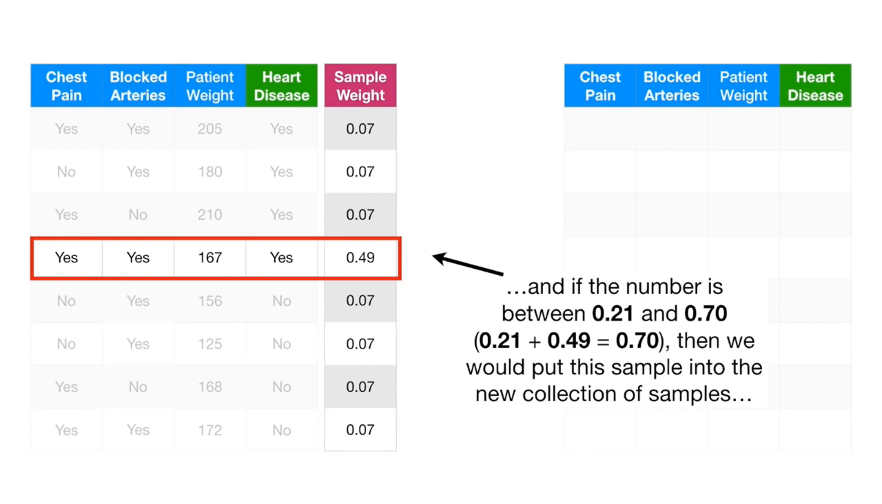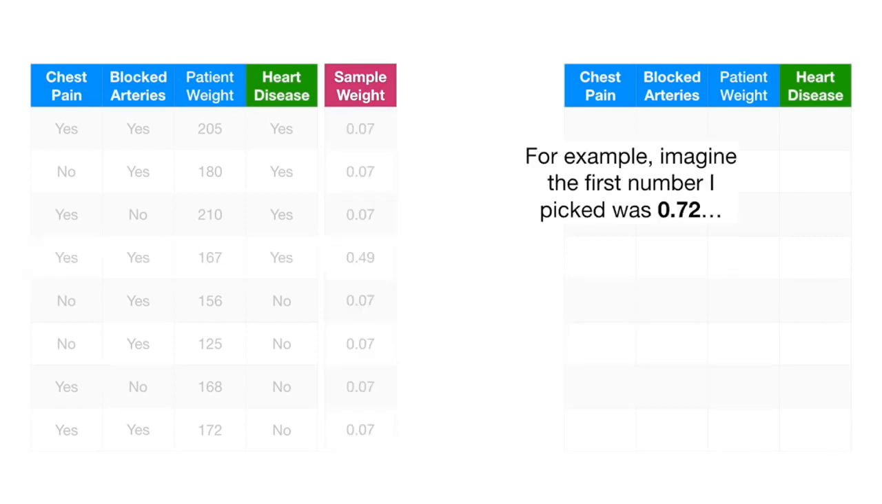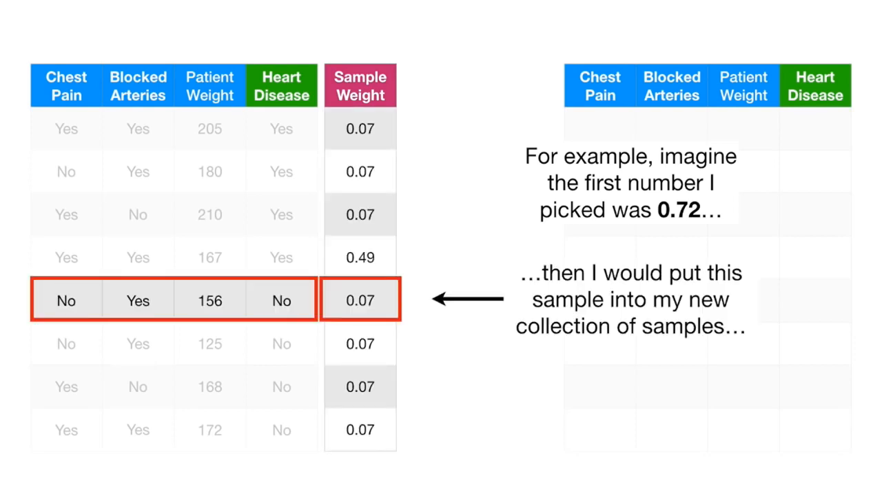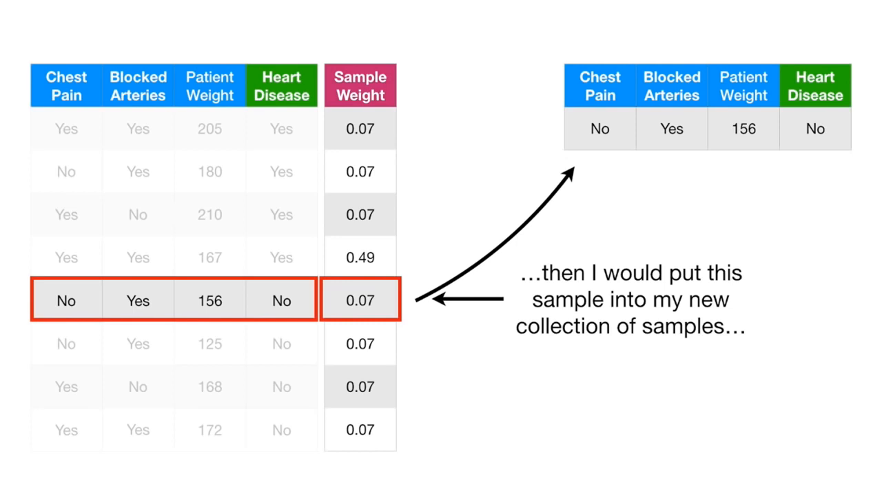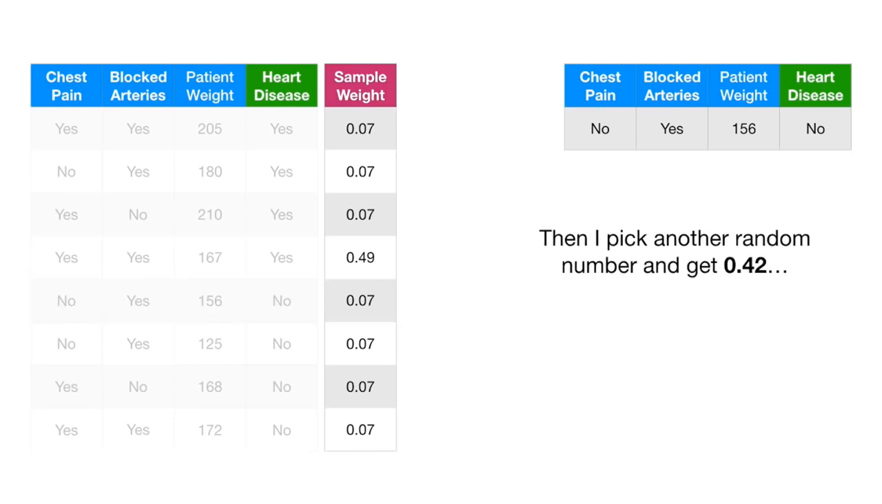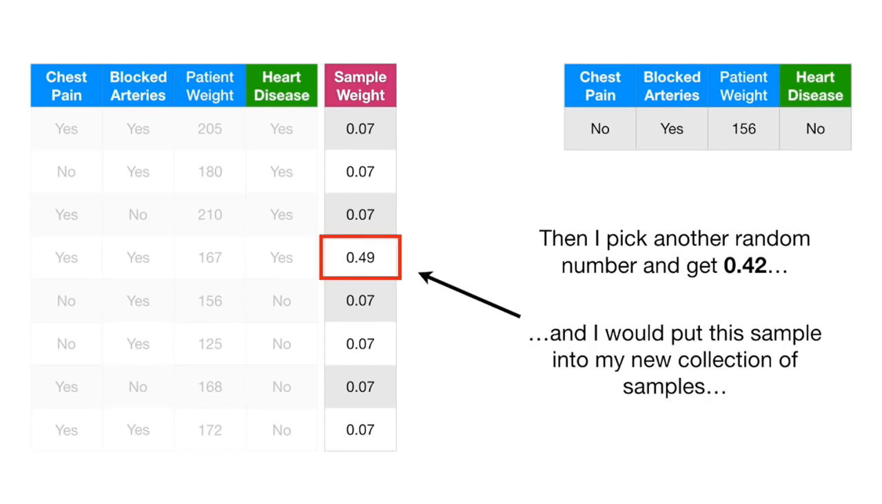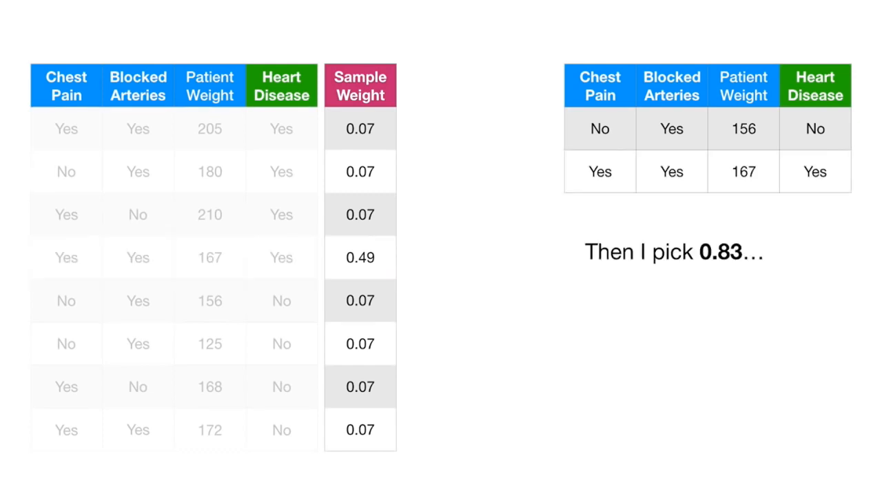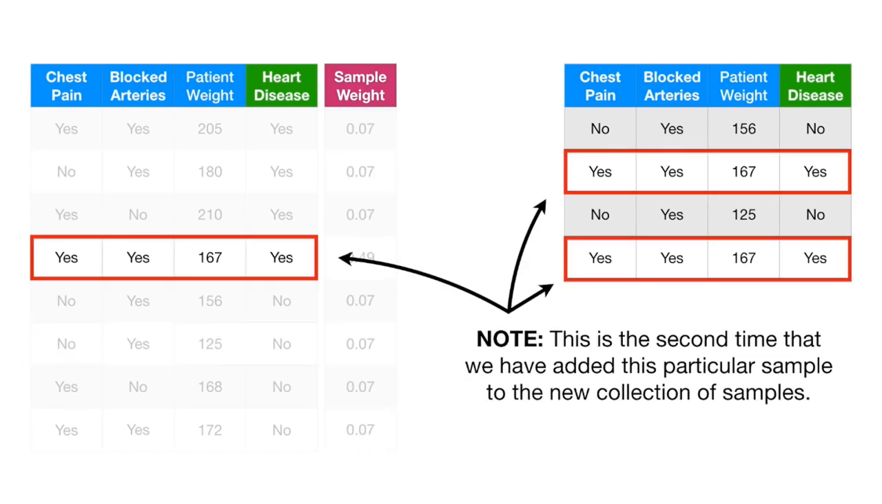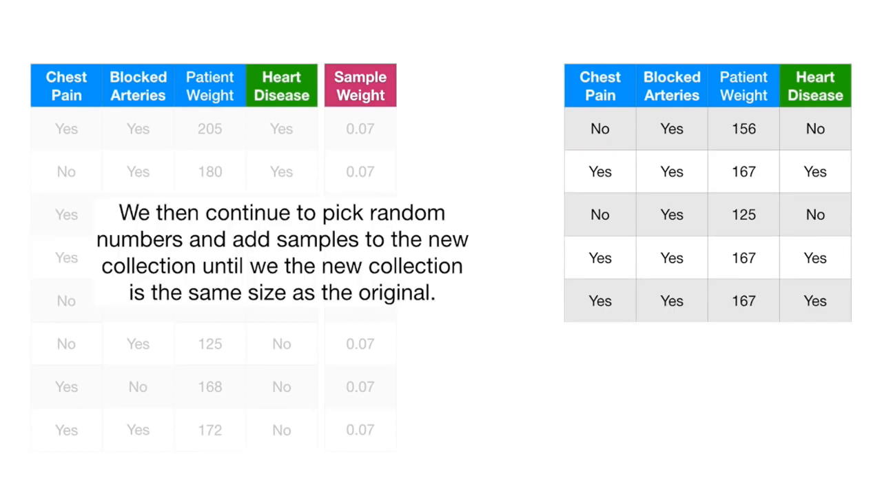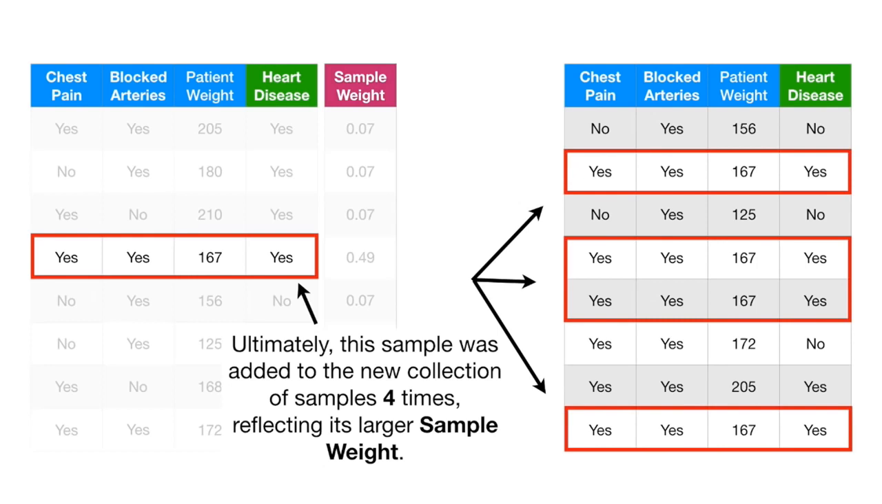For example, imagine the first number I picked was 0.72. Then I would put this sample into my new collection of samples. Then I pick another random number and get 0.42, and I would put this sample into my new collection of samples. Then I pick 0.83 and I would put this sample into my new collection. Then I pick 0.51 and I would put this sample into my new collection. Note this is the second time we have added this particular sample to the new collection of samples. We then continue to pick random numbers and add samples to the new collection until the new collection is the same size as the original. Ultimately, this sample was added to the new collection of samples 4 times, reflecting its larger sample weight.